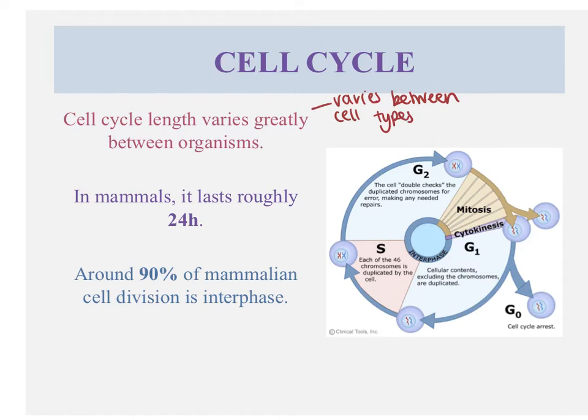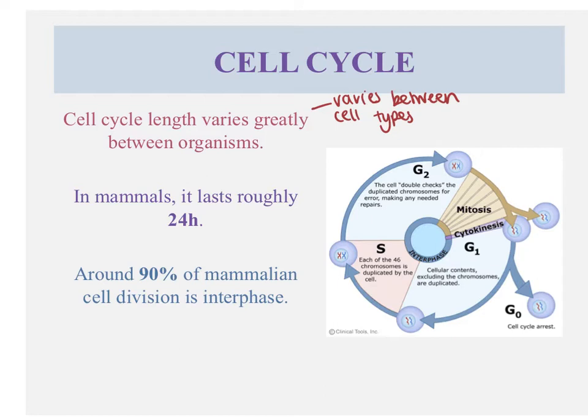Now, in our cells, in mammals, it normally takes about 24 hours. So skin cells will turn over very regularly. Okay, that's generally what dust is. How disgusting. But around 90% of that time of the cell cycle is spent in interphase.